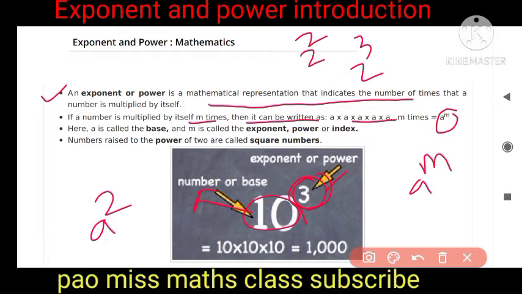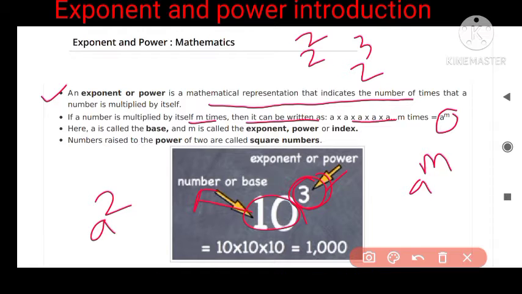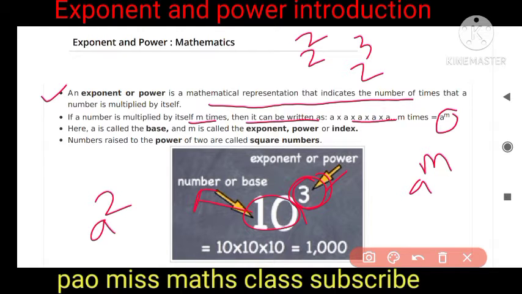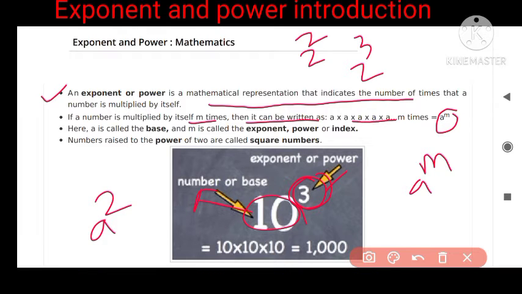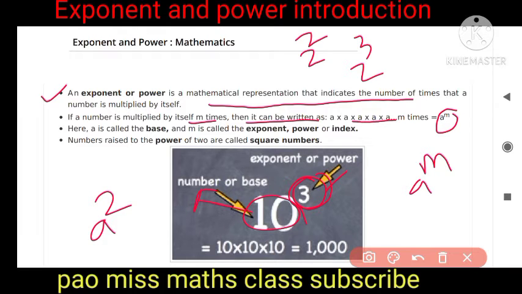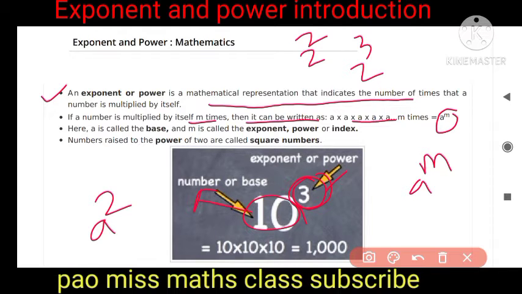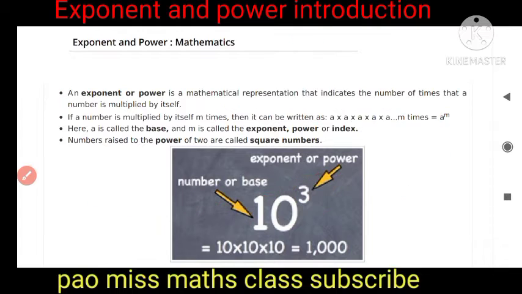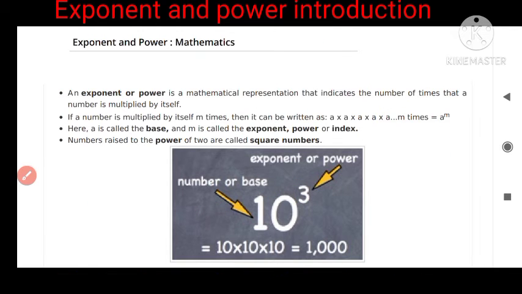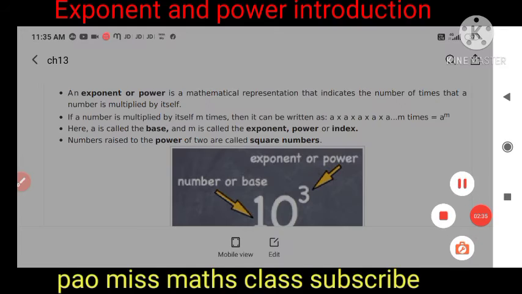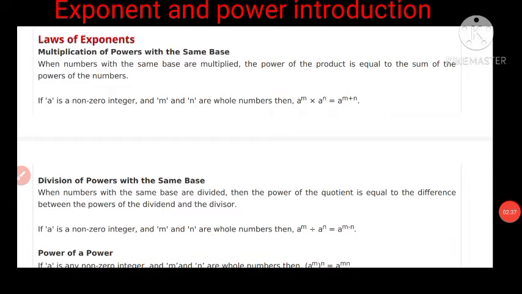Now there are some important rules, some laws of exponents, which are very important for your higher classes also. So please make notes on this. I will show you now. First law of exponent.